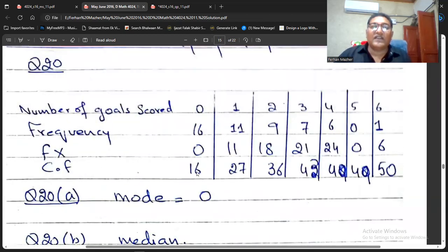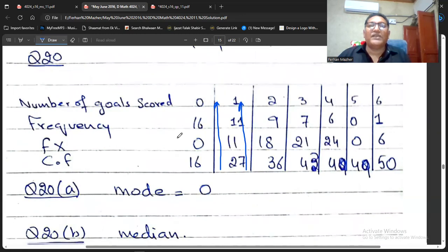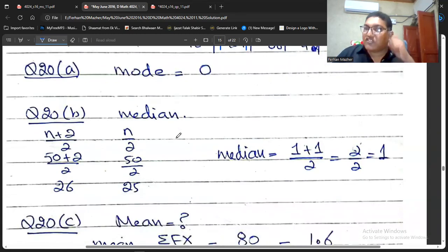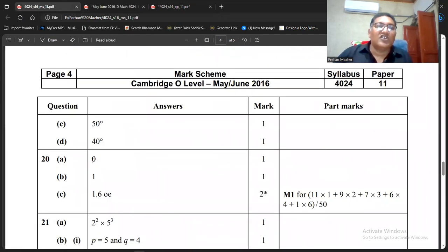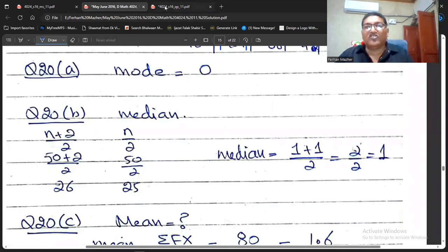So for the 25th, this class has 1 to 16. This class has 17 to 27. So here, the 25th number is also here, that is 1. And the 26th number is also here, that is also 1. So the median will be (1 plus 1) that is 2, 2 divided by 2, that will be 1. So the median is 1. I hope you understand. So the mode is 0, the median is 1. Our answers are right. This is how this is done.